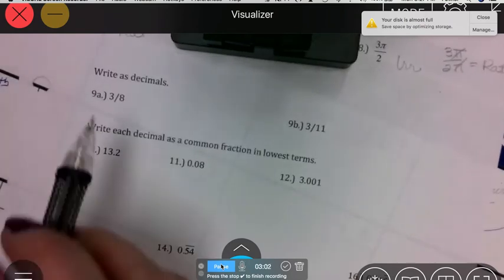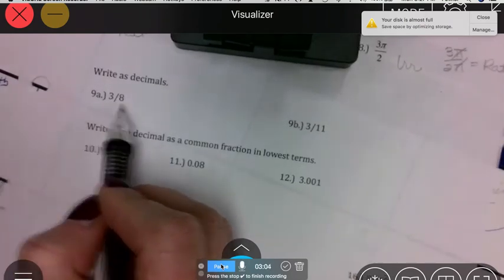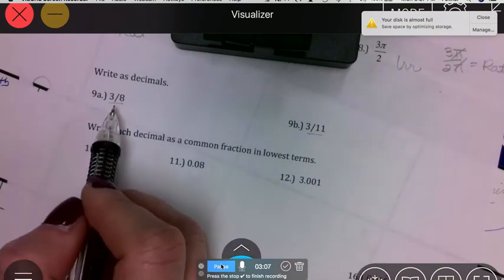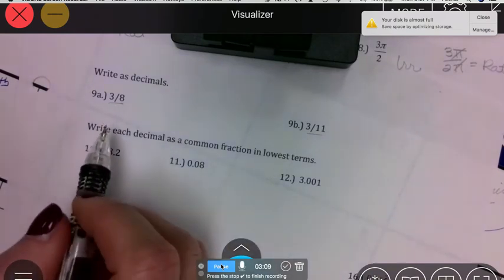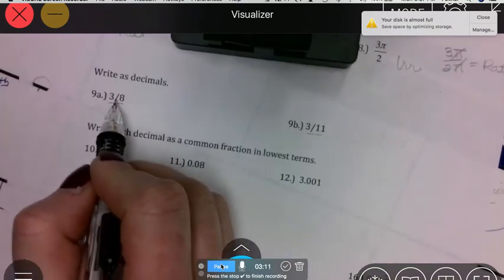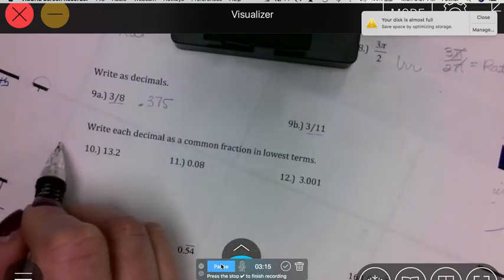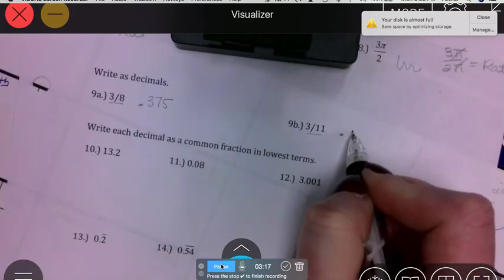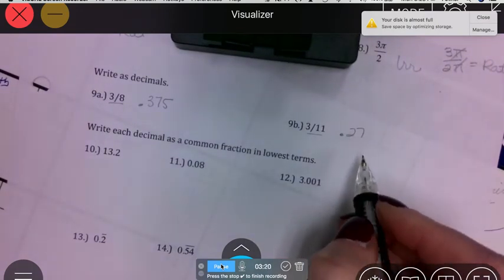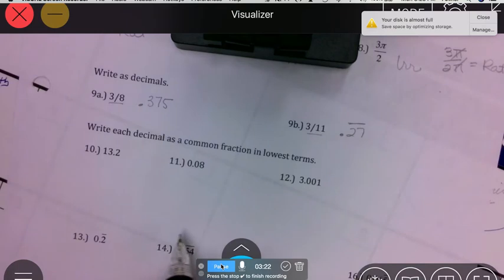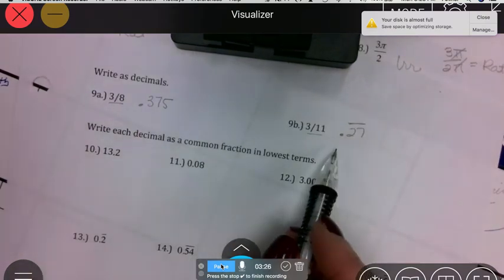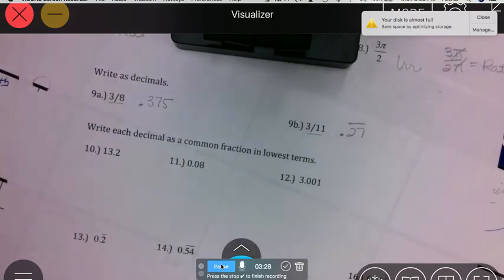The next part of the assignment has you looking at rational numbers. They're going to give you a fraction and you have to change it to a decimal. You've been doing this since elementary school. Pull out a calculator. 3 divided by 8 is 0.375. 3 divided by 11 is 0.27 repeating. Please use the repeating bar when writing a decimal. So this part should not be hard. You guys have done that for several years.